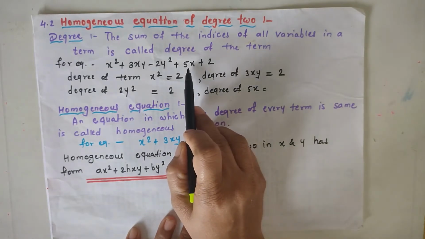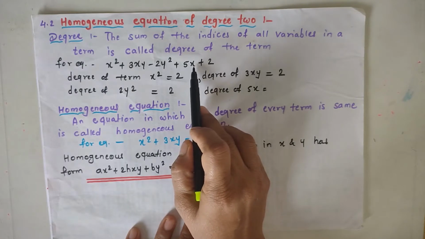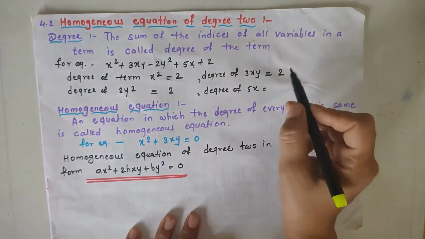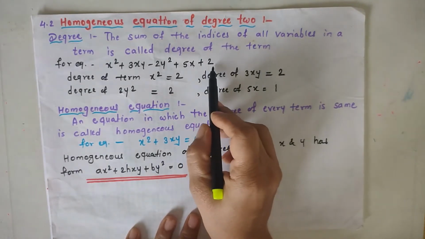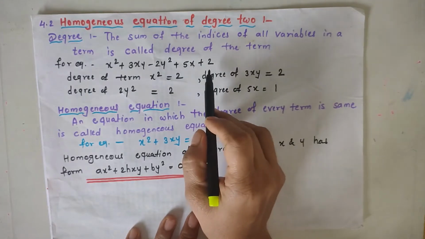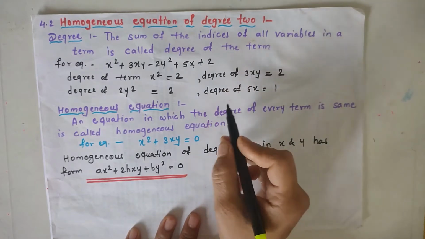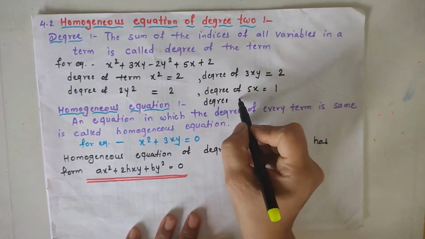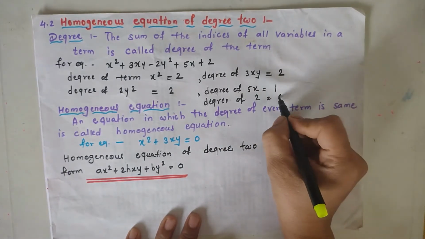In the fourth term, 5x, only one variable is present and the index of x is 1. So degree of 5x is 1. And the last term is 2. 2 is a constant term and there is no variable. So degree of 2, that is the degree of a constant, is equal to 0.